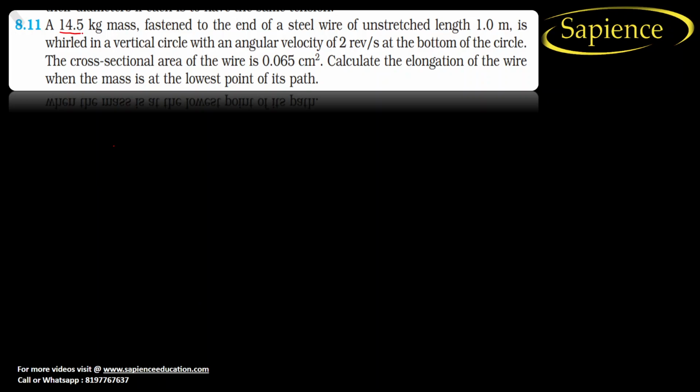A 14.5 kg mass fastened to the end of a steel wire of unstretched length 1 meter is whirled in a vertical circle with an angular velocity of 2 revolutions per second at the bottom of the circle. The cross-sectional area of the wire is 0.065 centimeter square. Calculate the elongation of the wire when the mass is at the lowest point of its path.